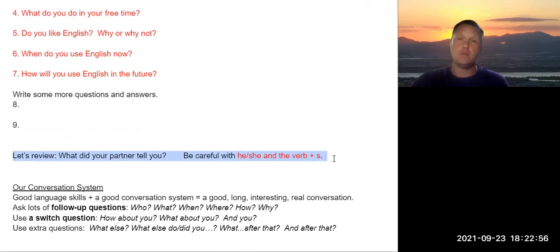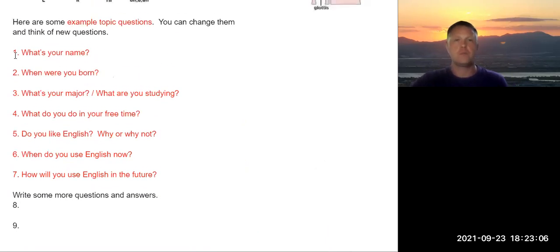So you can practice now talking about what your partner told you or what you said about yourself, but use the he or she form. So her name's Susan, his name's Daniel. He was born in 2002. She was born in 2004. His major is electronics. Her major is Japanese. He likes to go swimming. She likes to play volleyball. So he or she likes.